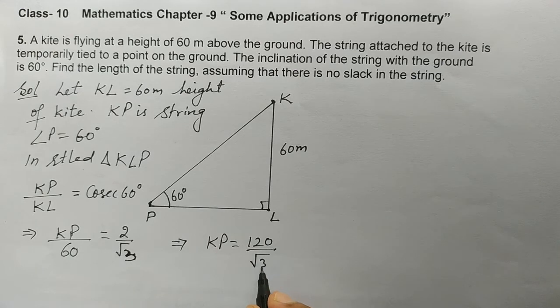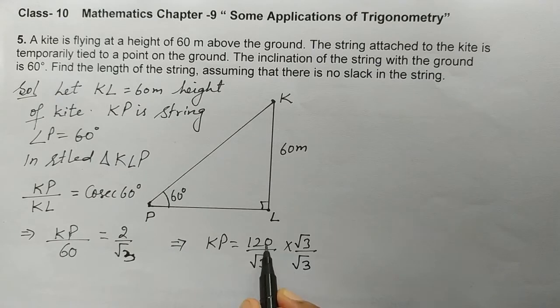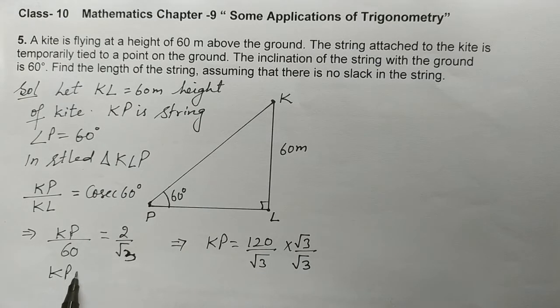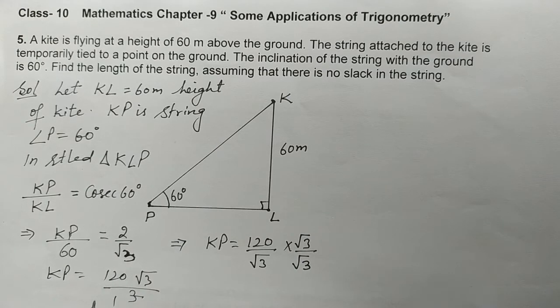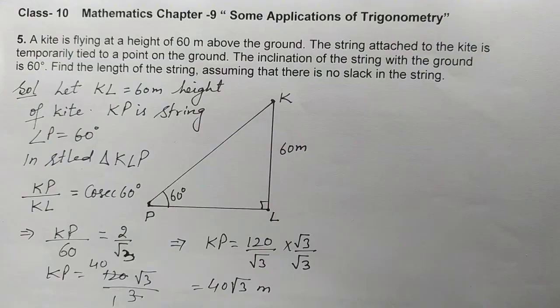So over root 3. Now we'll rationalize this denominator. We'll multiply up and down by root 3. So KP is equal to 120 root 3 over root 3 into root 3, which is 3. This 3 can be cancelled with this 3, three 40s are 120. So you can say that 40 root 3 meter is the length of the string. So you can write the last line: the length of the string is 40 root 3 meter.